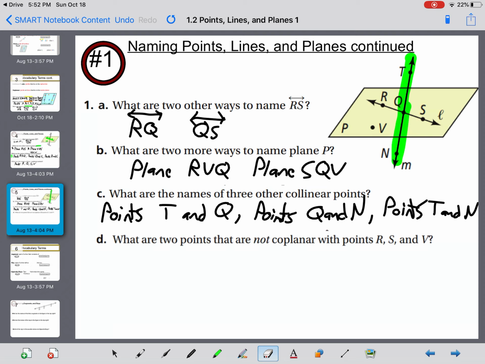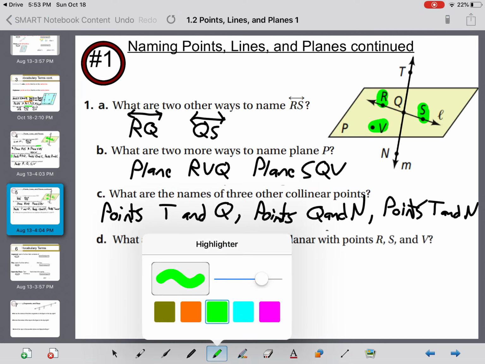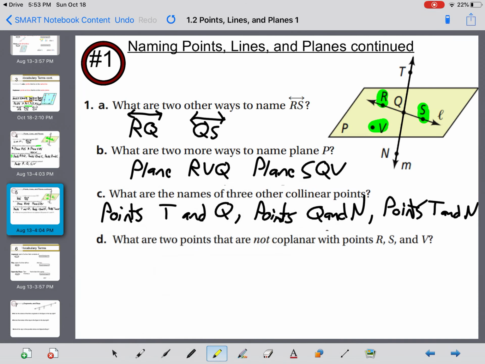What are 2 points that are not coplanar with points R, S, and V, meaning they do not exist on the same plane as those 3 points? Well, the only ones I see that are not within that plane are points T and point N.